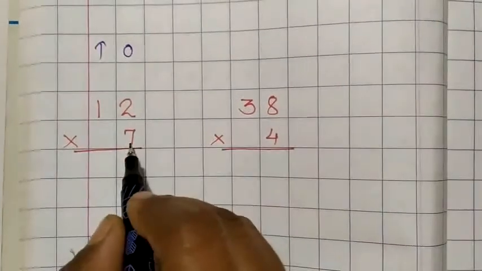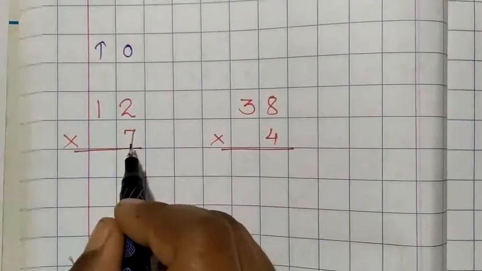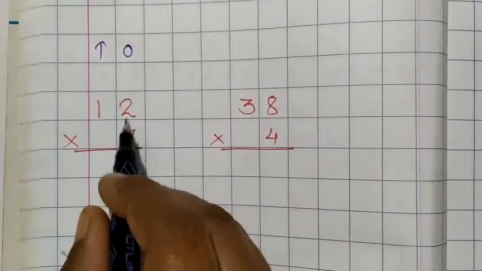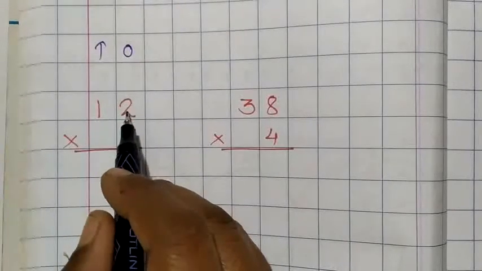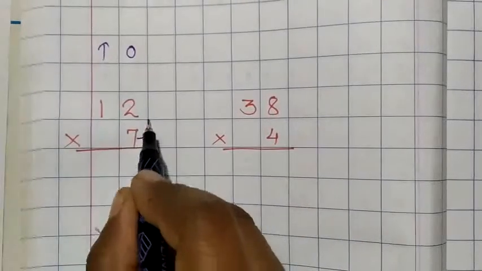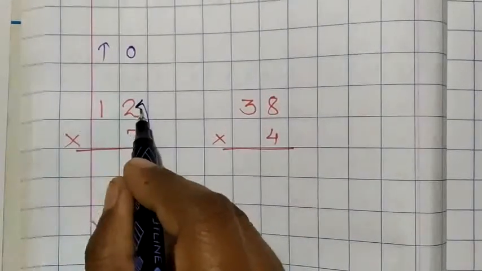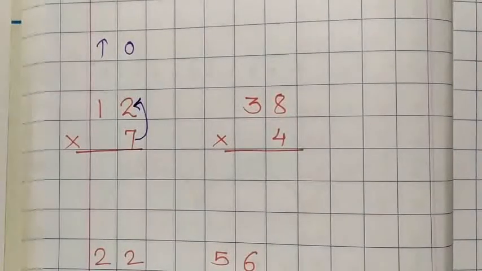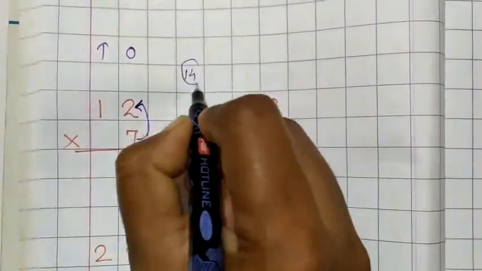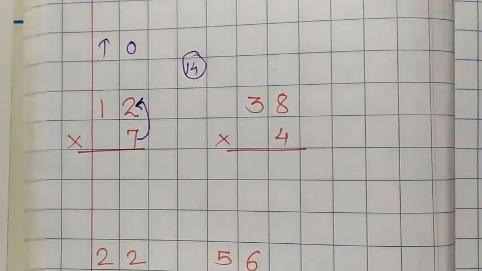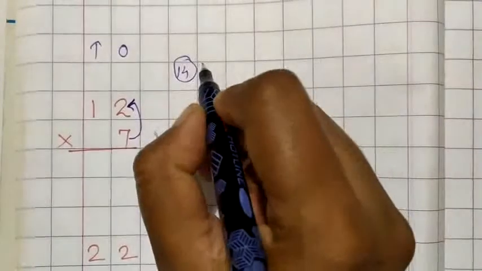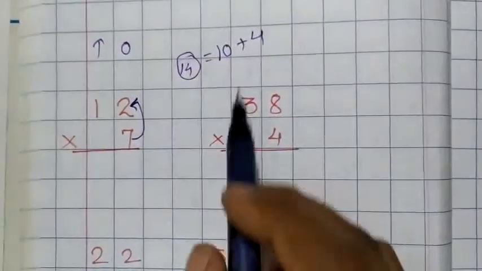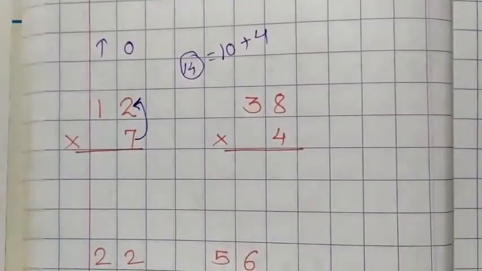So here 2 is the multiplicand, 7 is the multiplier. So always start from the table of 7. And here at the top side you can see there is 2. It means pick the table up to 2. 7 ones are 7, 7 twos are 14. We got the answer 14. Now here 14 means its expanded form is 10 plus 4. It means 1 ten and 4 ones.